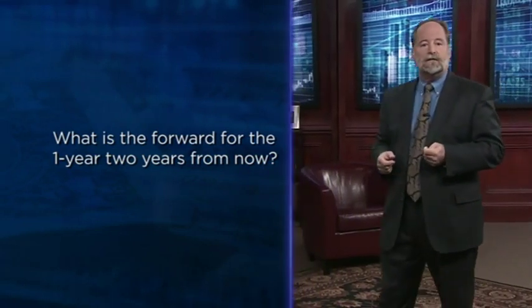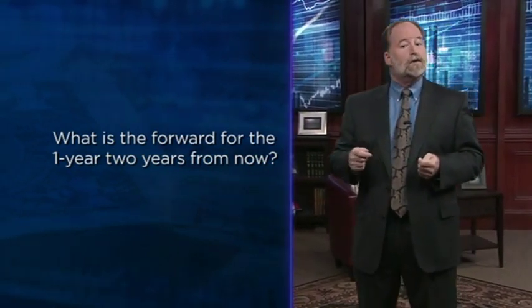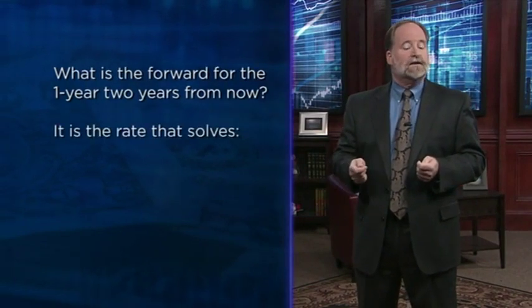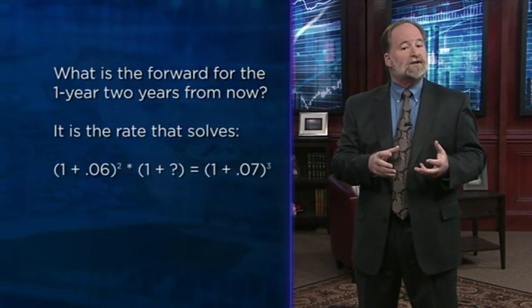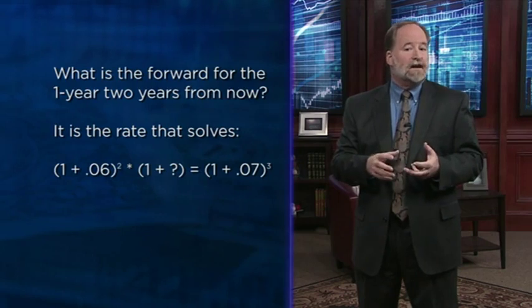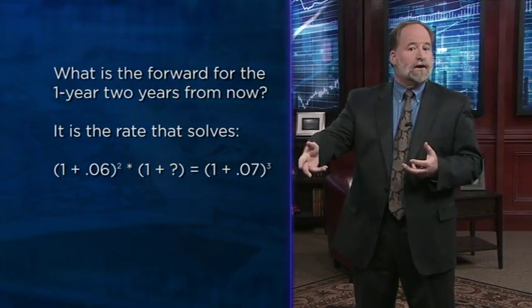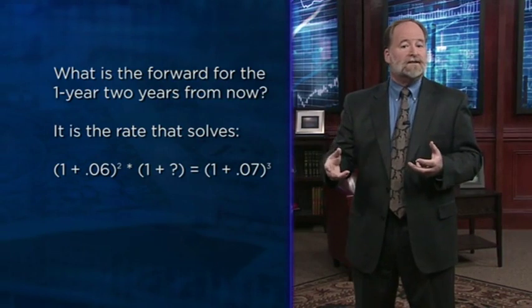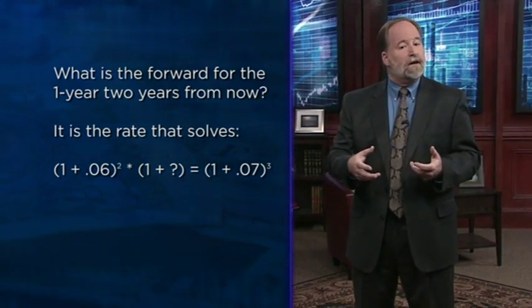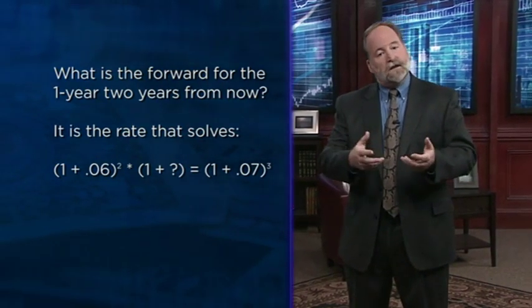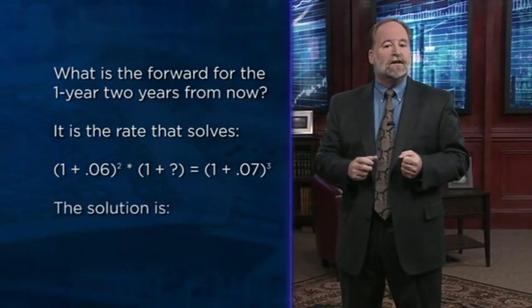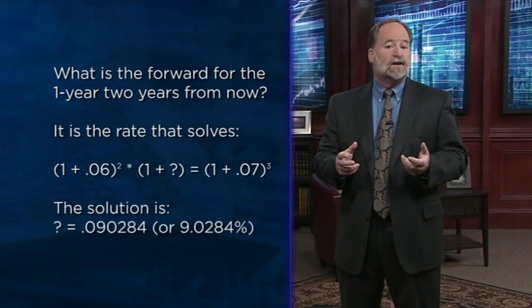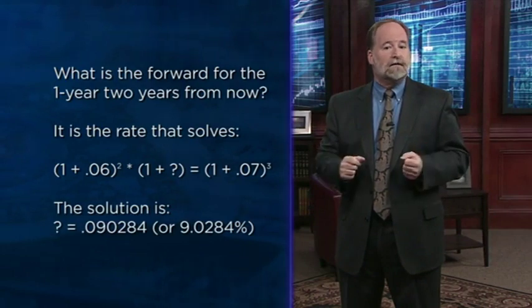What is the forward rate for the 1 year, 2 years from now? It's going to be the rate that solves 1 plus the two-year rate squared times 1 plus the one-year rate that we expect to occur in 2 years. All of that has to equal what? 1 plus the three-year rate raised to the third power. In the case we had with the original yield curve, the solution is 9.0284%. So it continues to slope up because the market expects short-term rates to continue to rise.